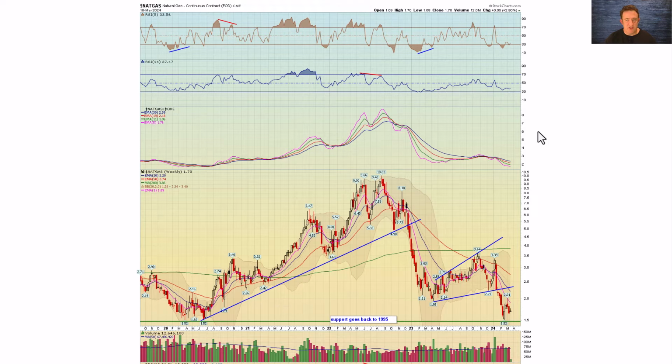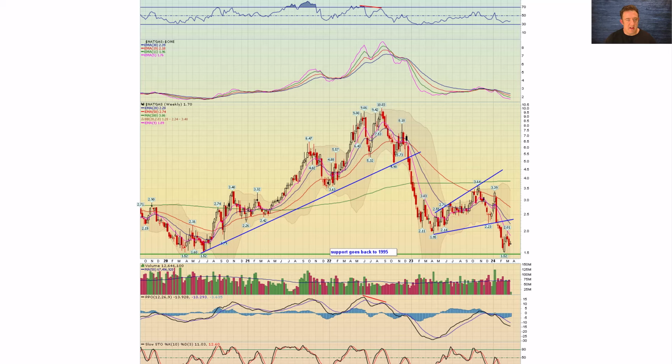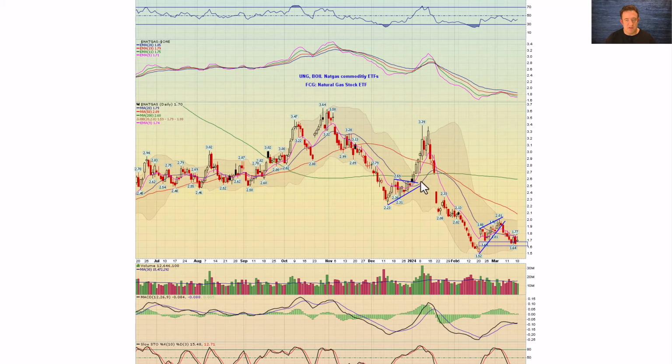Number 60, natural gas, up 2.9% this week, so bouncing back a little bit. Number 61, here's the daily. Again, still, we'll see if it can form a higher low in here or not. You can see that little open gap.